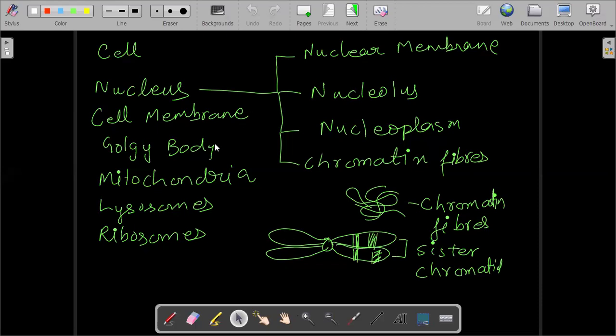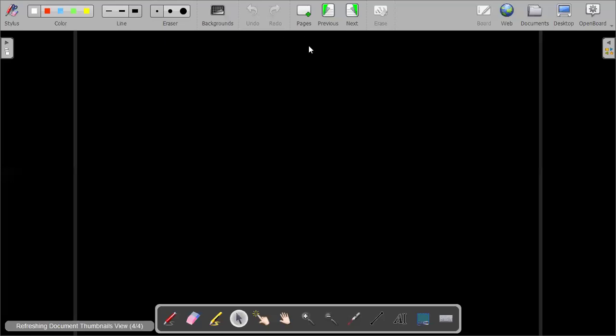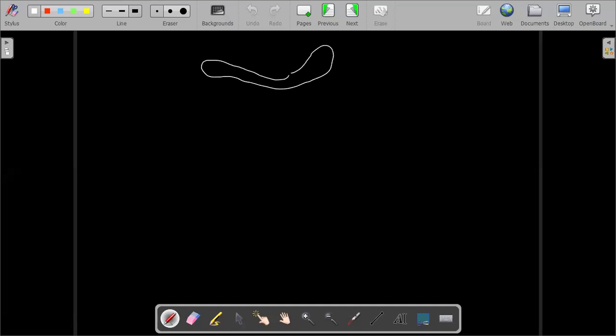Okay, now let's look at the Golgi body. How does the Golgi body look? So in the diagram, we drew the Golgi body to be something like this. We drew our Golgi bodies like this. See, we should be able to draw them in a good manner. Whatever we draw, we generally draw a two-dimensional figure. Okay.